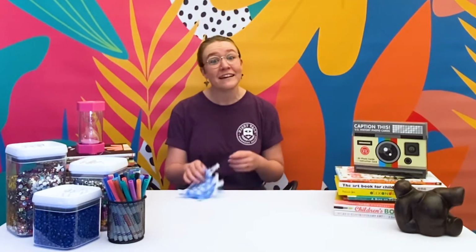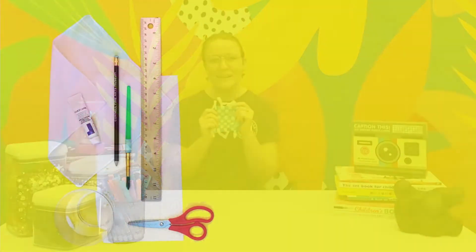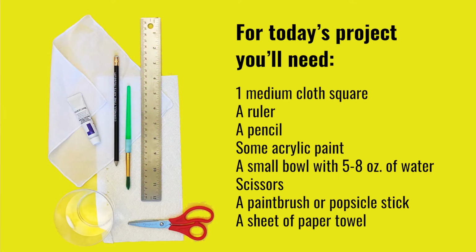And today we'll be making a Ghanaian-inspired strip weave cloth. For today's project, you'll need one medium cloth square, a ruler, a pencil, some acrylic paint, a small bowl with 5 to 8 ounces of water, scissors, a paintbrush or popsicle stick, and a sheet of paper towel.